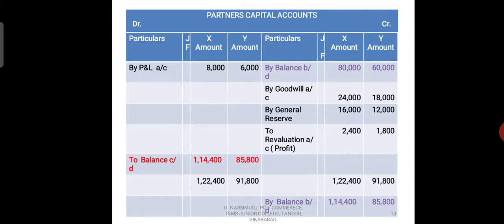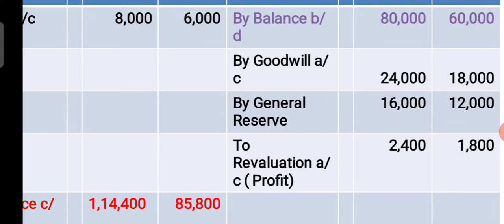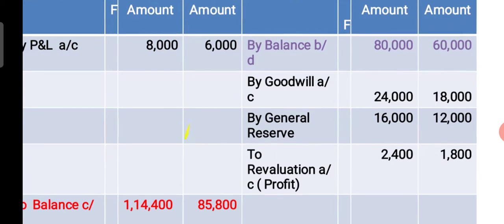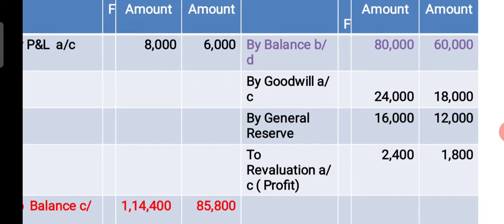See, in the old partners' capital account, first we take the credit side opening balances, 80,000 and 60,000. These amounts are taken from the old balance sheet, the balance sheet which is given in the problem. X capital account 80,000, Y capital account opening balance 60,000. Okay, credit side. Next, goodwill. Whatever goodwill we distributed between the partners can be taken in their capital accounts, credit side, 24,000 and 18,000.